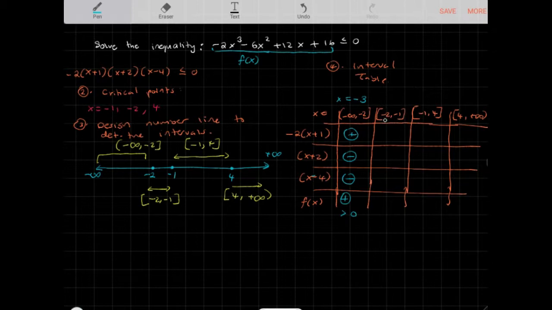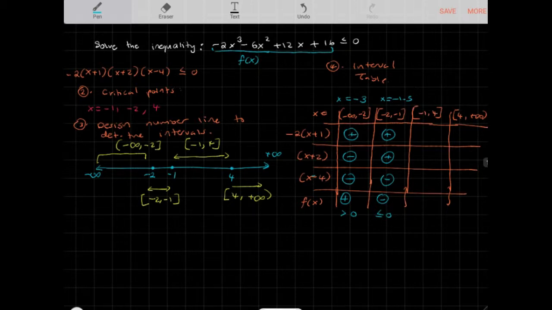So let's take a look at between negative 2 and negative 1. Let's say that x is equal to negative 1.5. If you plug in negative 1.5, you get negative 1.5 plus 1, which is negative 0.5, times negative 2 is positive. When x is negative 1.5 plus 2, that's positive. Negative 1.5 minus 4 is going to give you a negative. Okay, so you have a negative times 2 positive, that's a negative. So this is going to be less than or equal to 0. It's less than or equal to 0 because if you include negative 2 or negative 1, it's equal to 0.